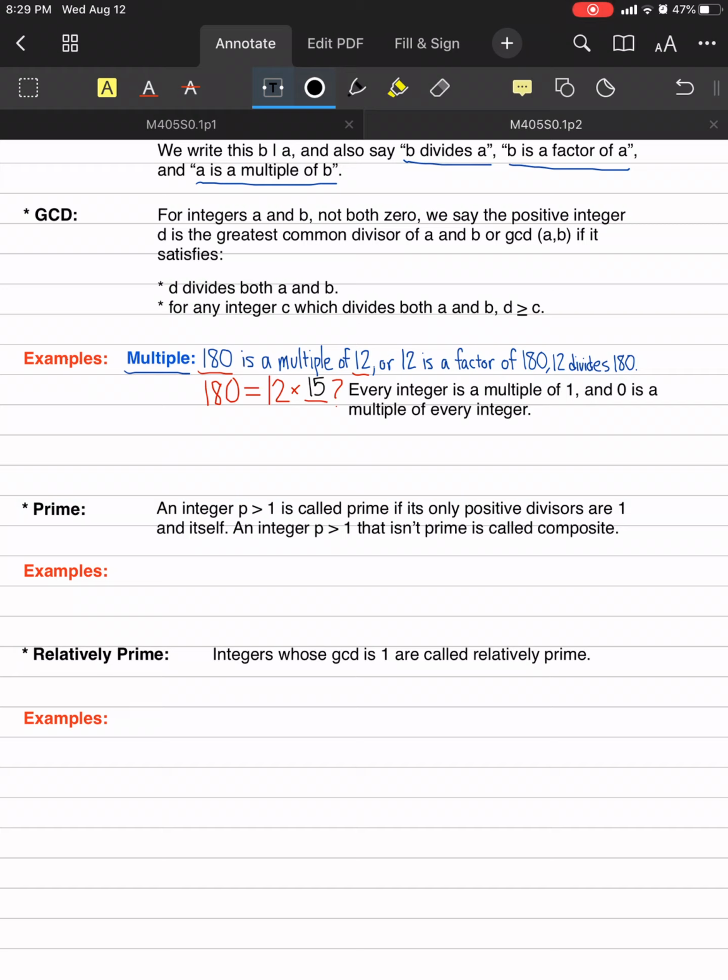You can come up with lots of examples of this. This is also something I'm sure you're all familiar with, have seen a lot of times, but this is what we mean by a multiple.